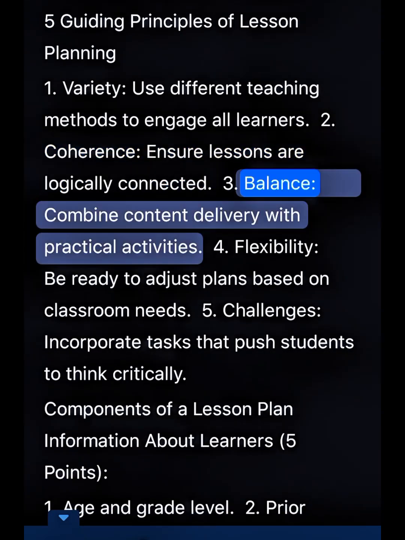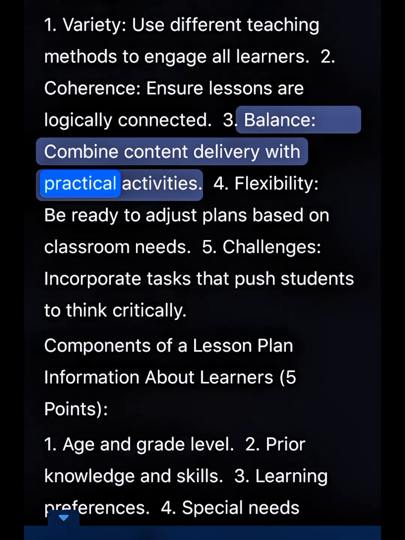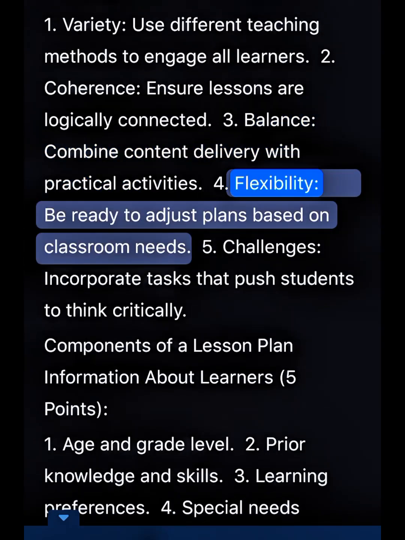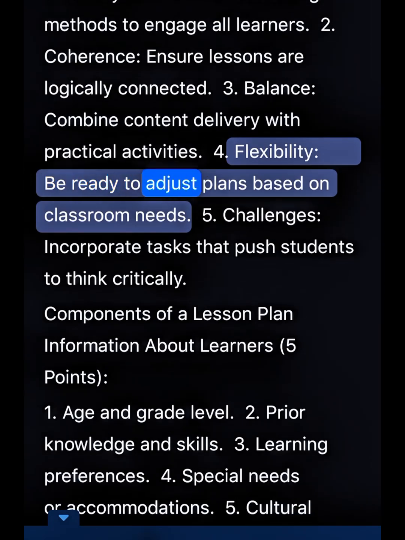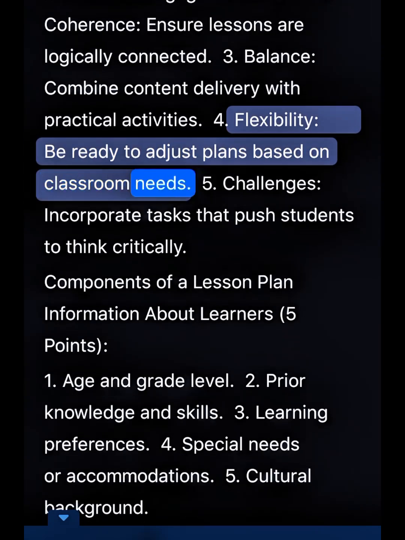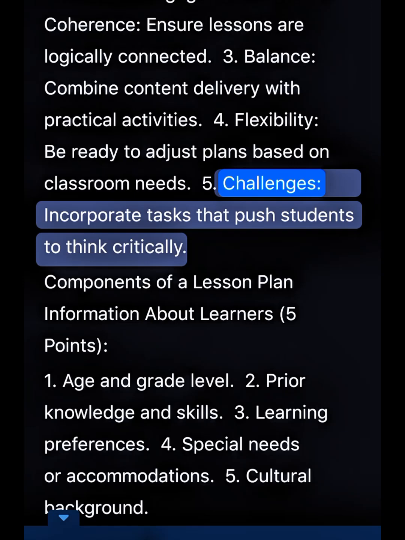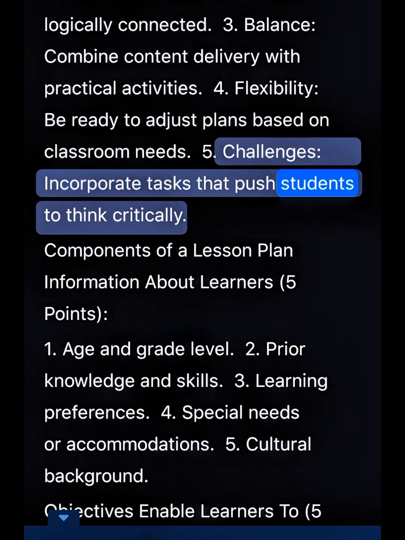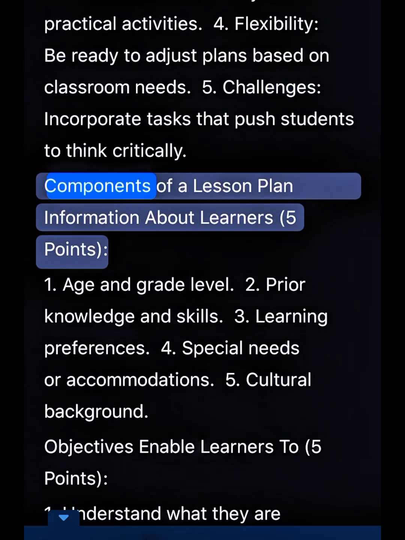3. Balance. Combine content delivery with practical activities. 4. Flexibility. Be ready to adjust plans based on classroom needs. 5. Challenges. Incorporate tasks that push students to think critically. Components of a lesson plan.